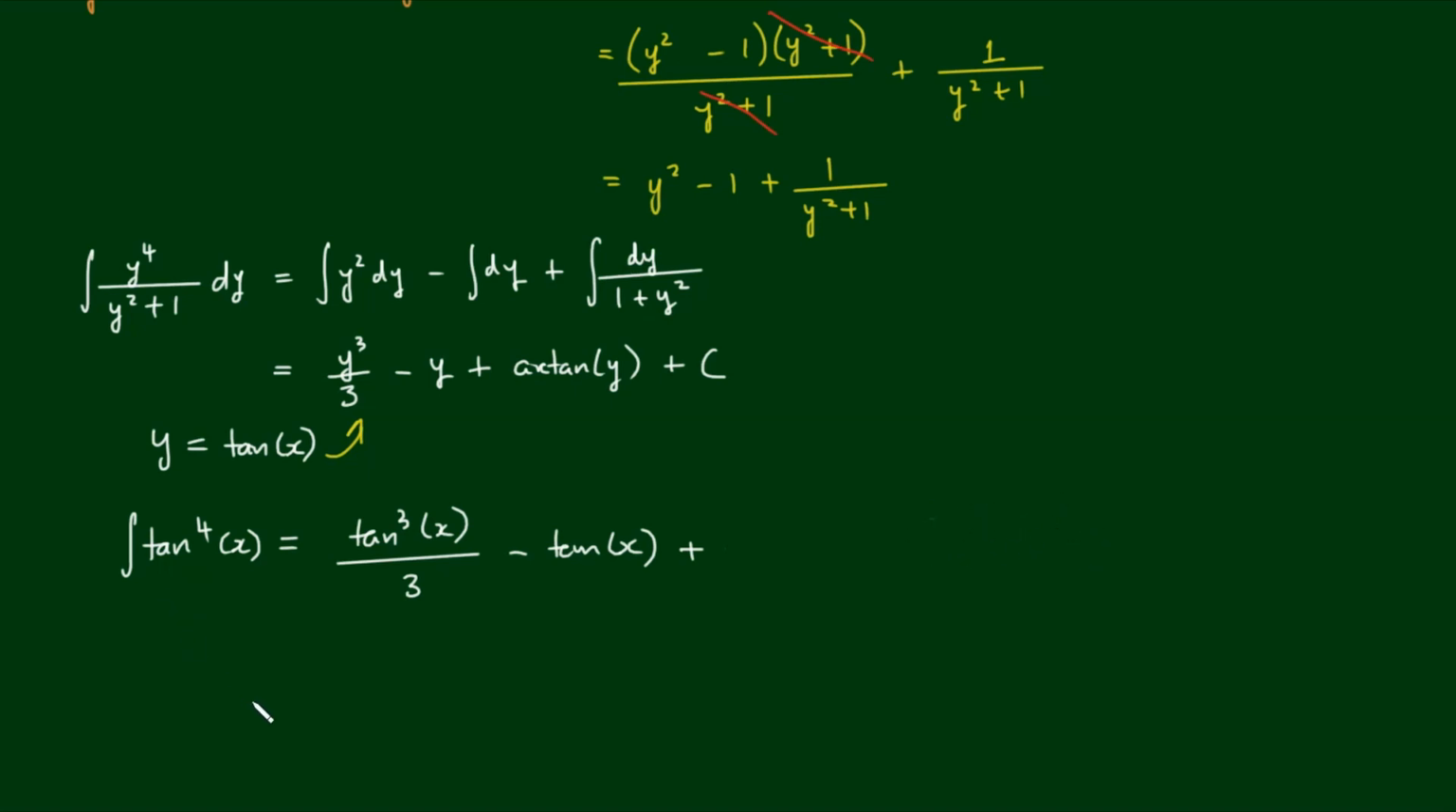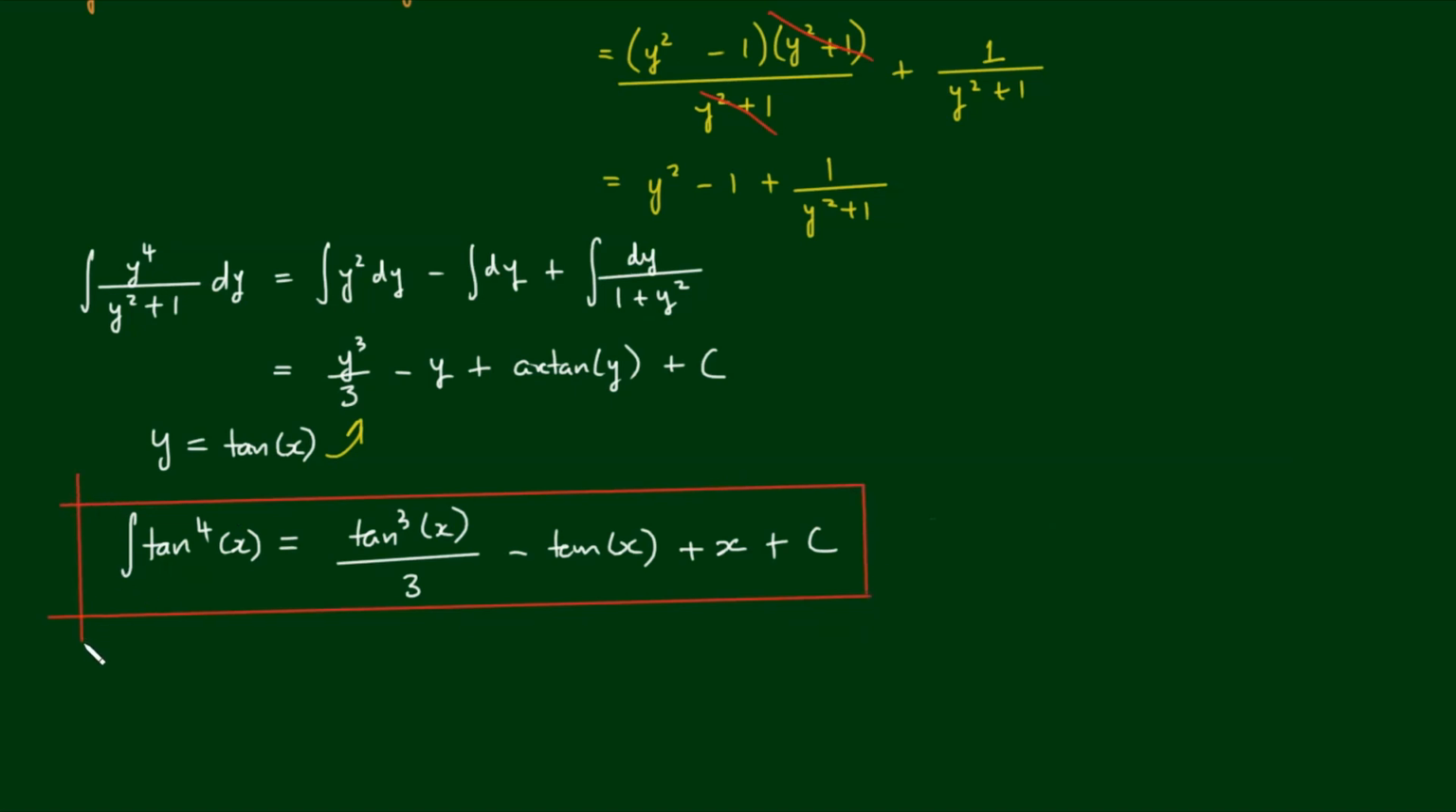So just rewrite this. The integral of tan to the fourth power of x is equal to tan cubed x on 3 minus the tan of x plus c. And if you compare this result to the previous video where we used the reduction formula, you'll find that it is exactly the same.